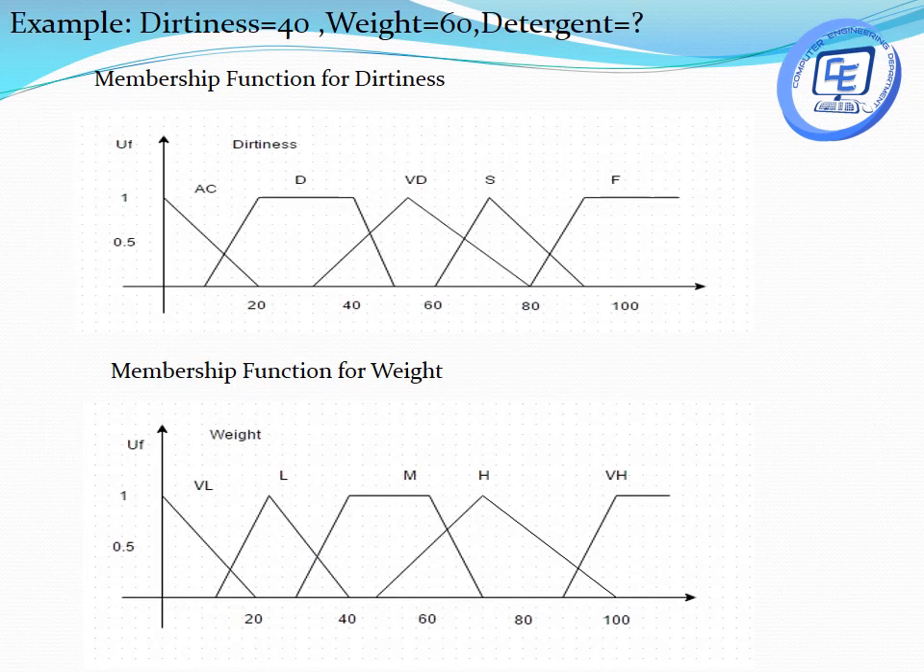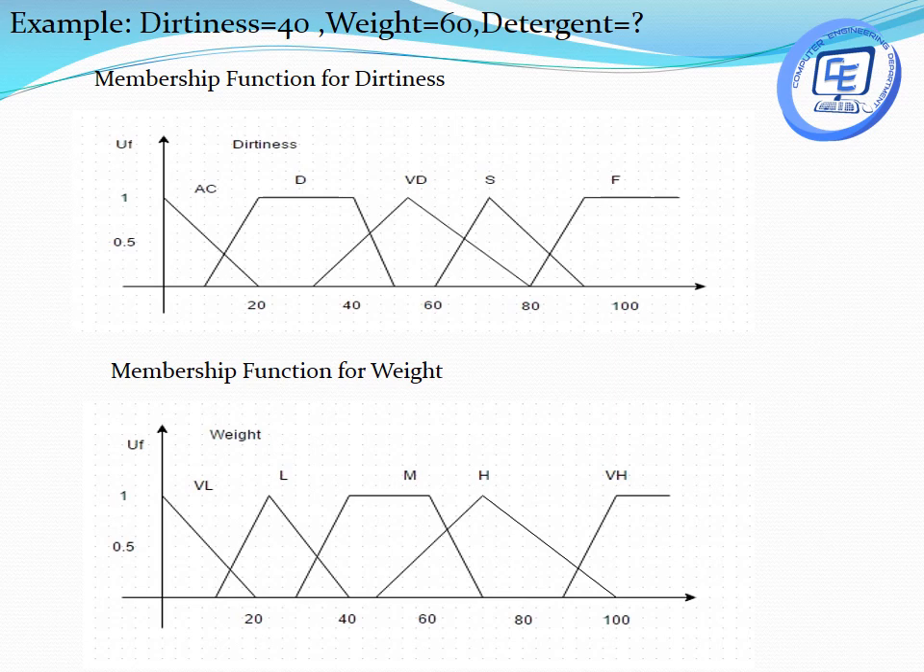Now taking an example with some numbers, dirtiness is given as 40 and weight is given as 60. So how much detergent will it require? Now our first job is to draw the membership function graph. First of all we will draw the membership function graph for all these three, that is for dirtiness, for weight and for detergent too. Two inputs and one output. So let's draw the first graph for the first input, that is dirtiness.